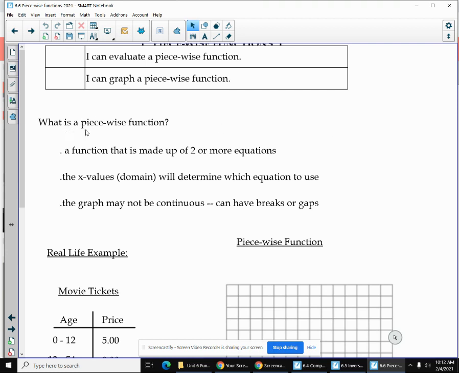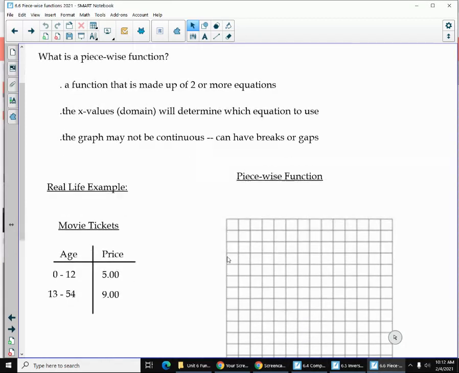What is a piecewise function? It's a function that is made up of two or more equations. The x values, the domain, will determine which equation to use, and the graph may not be continuous, which means you may have gaps or breaks. Okay? One real-life example: movie tickets.